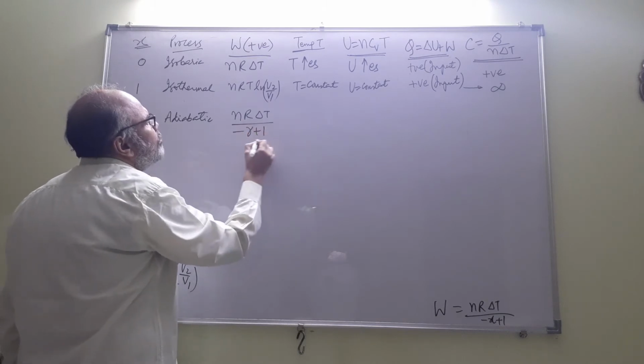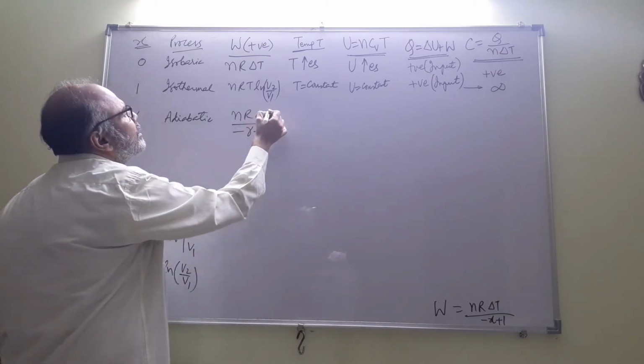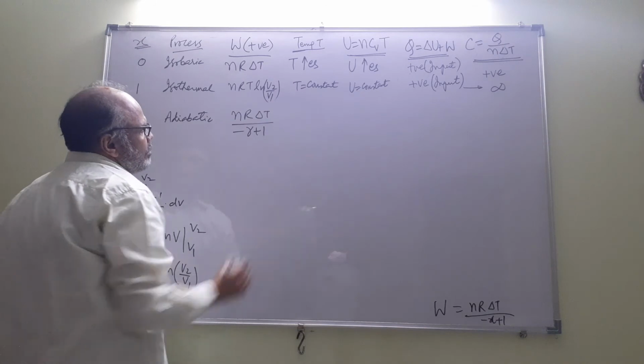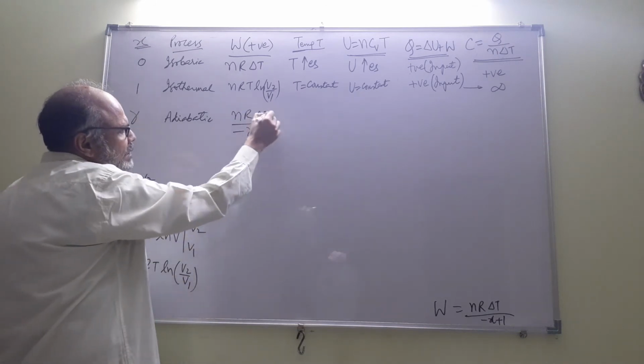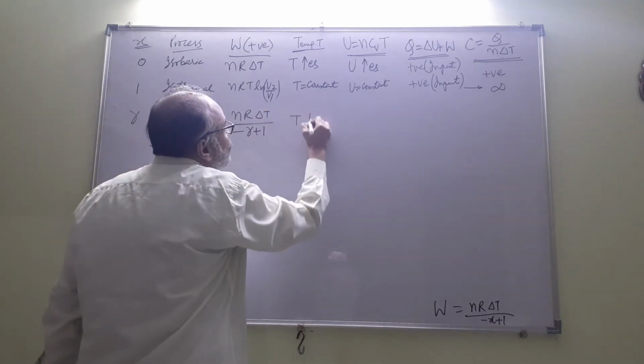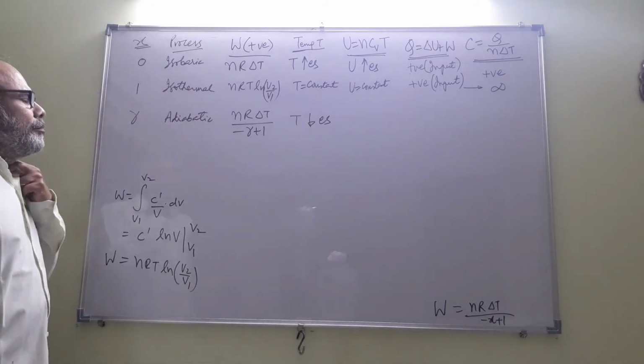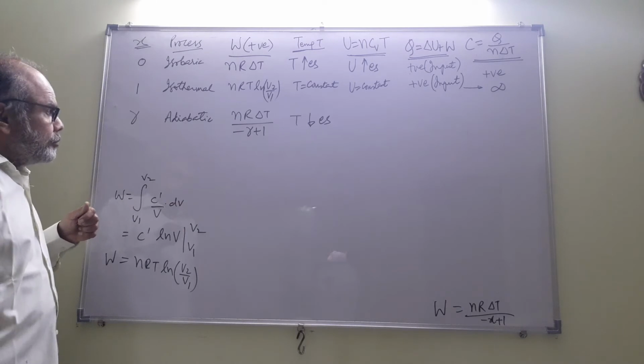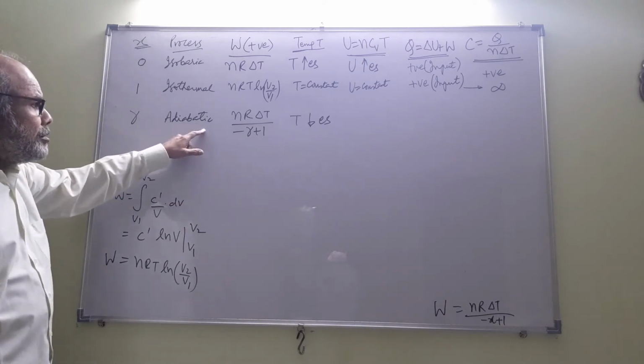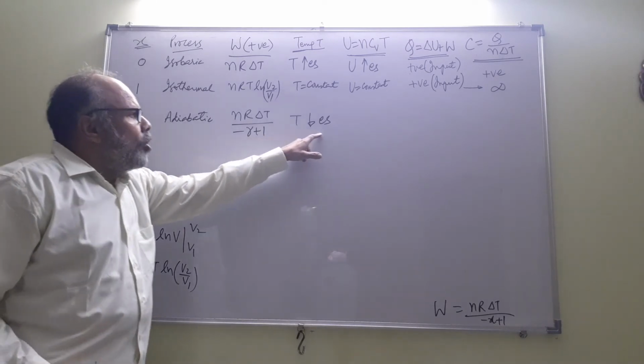So this denominator is negative. Therefore, the numerator also must be negative. So delta T is negative. That means the temperature decreases. So in an adiabatic expansion, the temperature will fall.